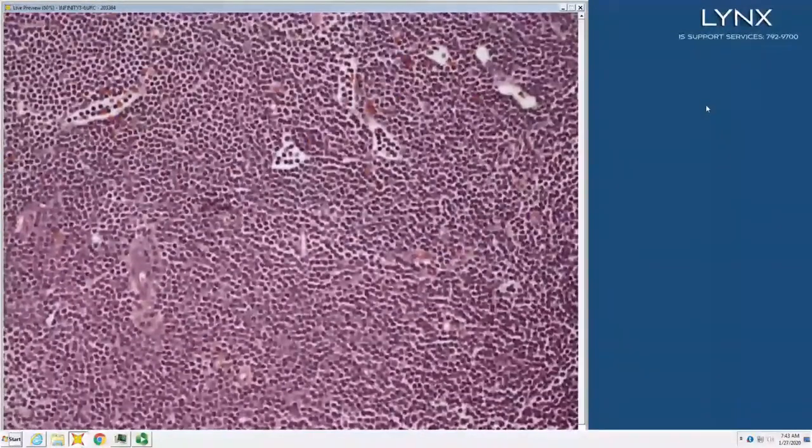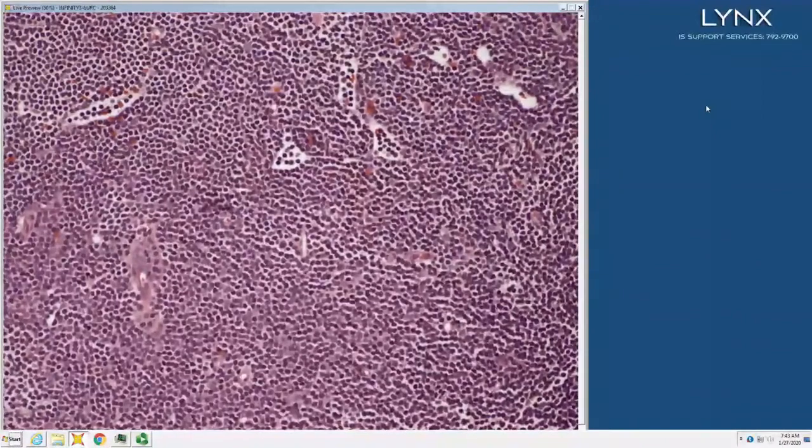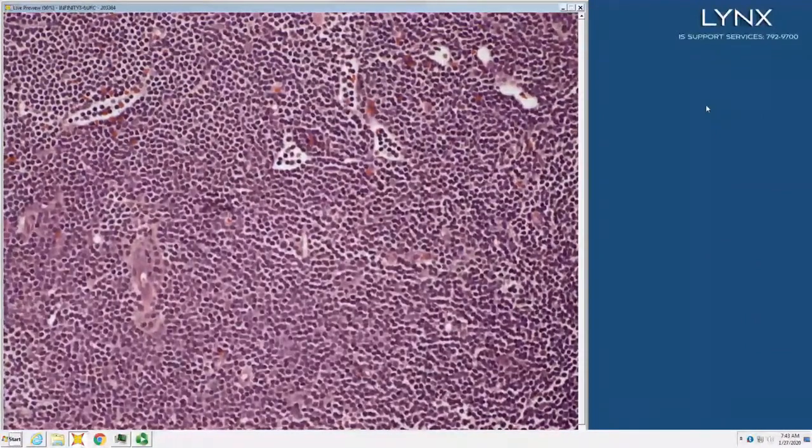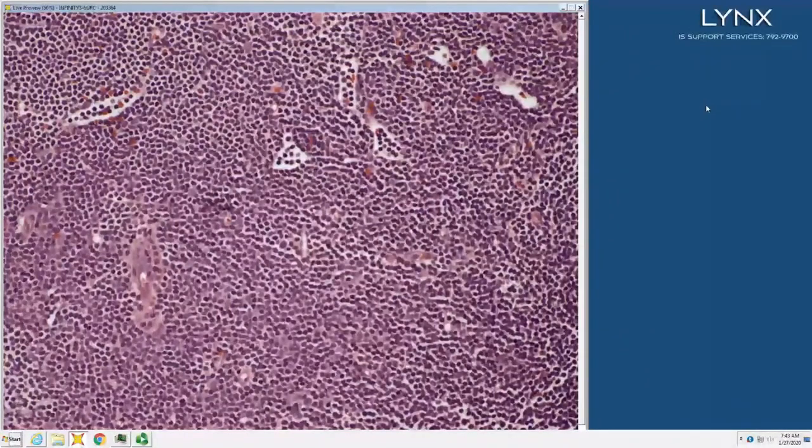Lymphomas often line up, so when you look at it, it looks almost like a jigsaw puzzle with lots of black cells kind of lining up in rows, sometimes in concentric rows. That's also a clue to lymphoma. And then you're going to go through your markers again.